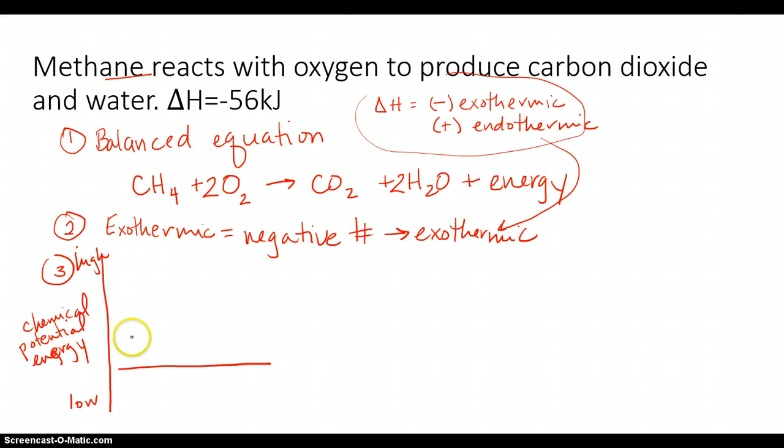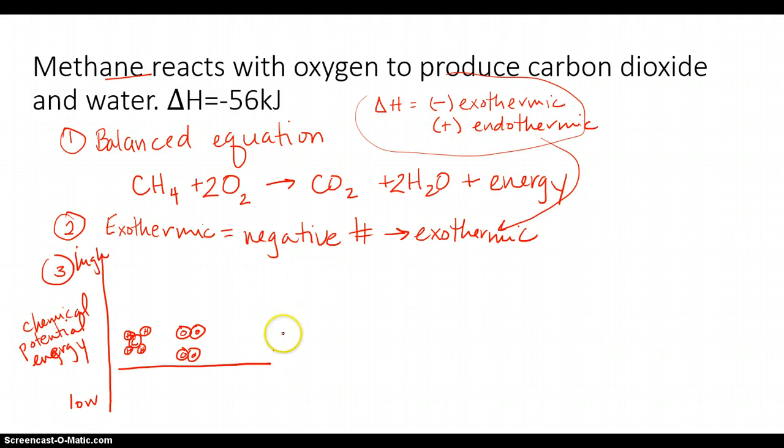Okay, so I have 1 CH4, I have 4 circles. This is going to be my C, and these will be my H's. And then I also have 2 sets of O2. And the reason I'm drawing 2 of those is because I have 2 of them. Okay? So those are my reactants.